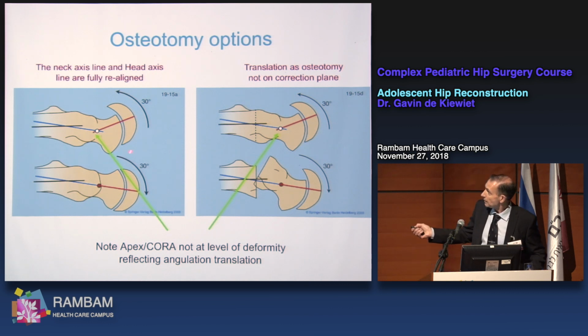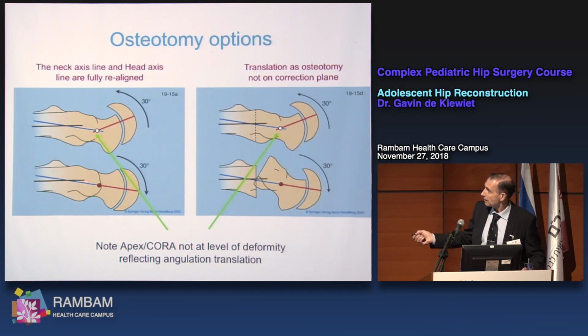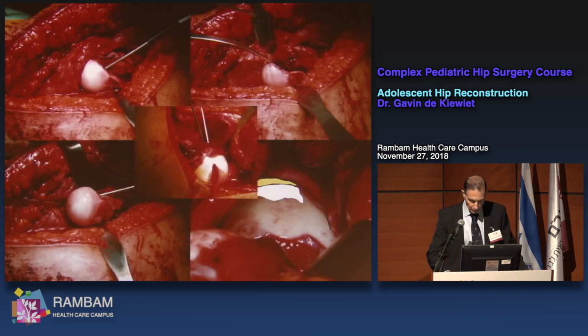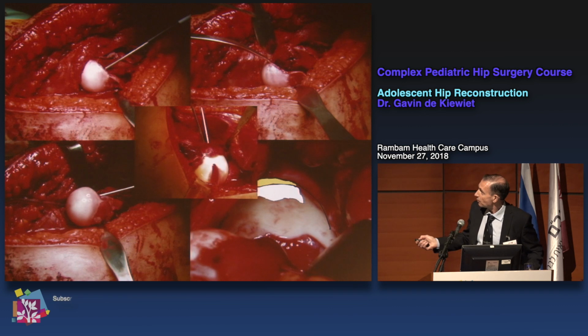So if you do an osteotomy here, this is the Dunn osteotomy, through this line of the deformity where you can do angulation and translation, you can see that you get a correction and a normalization of all the mechanical axis. So the head, neck, mechanical axis is normal. If you do your osteotomy down here, this is distal to the apex of your deformity. You can correct the angulation, but you need to translate in order to make that normal.